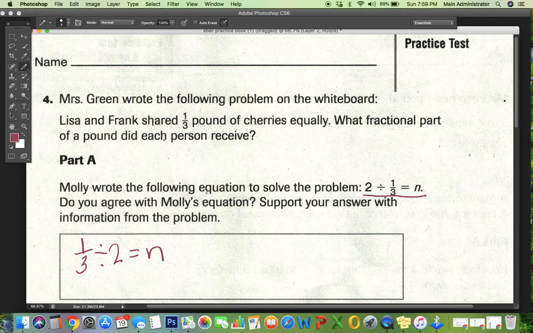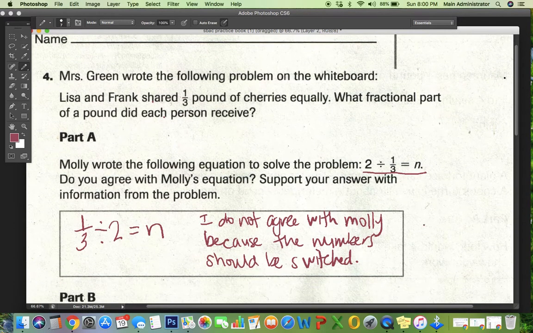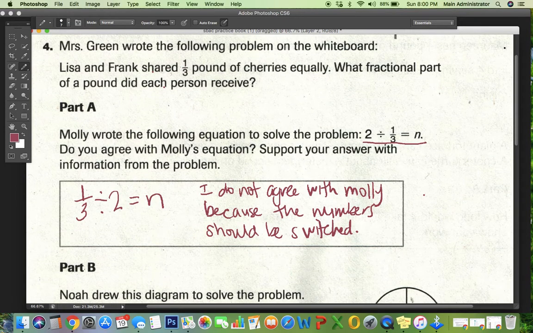So I would say I do not agree with Molly because the numbers should be switched. Okay. And then I could find the answer.